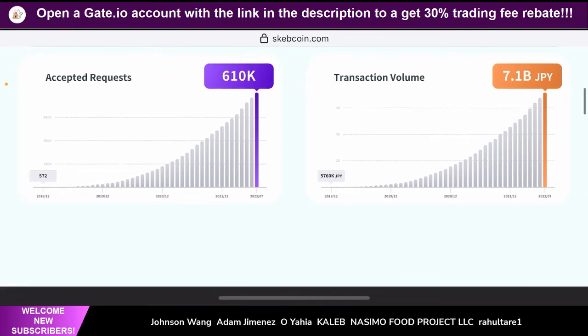And transaction volume is given in Japanese yen. So it's about 7.1 billion yen. So clearly this has also increased significantly since the time when they launched, and it's a steady curve, right?